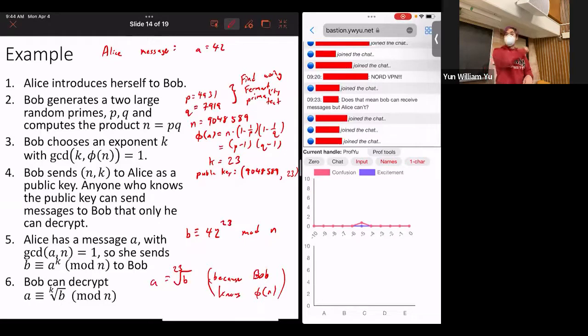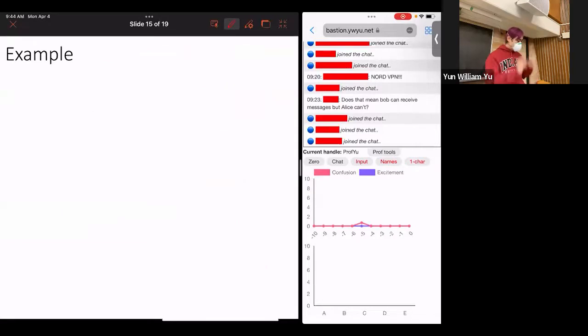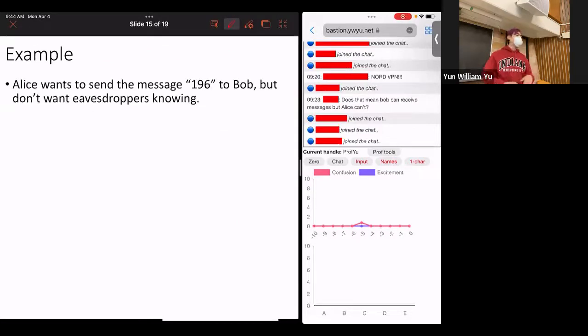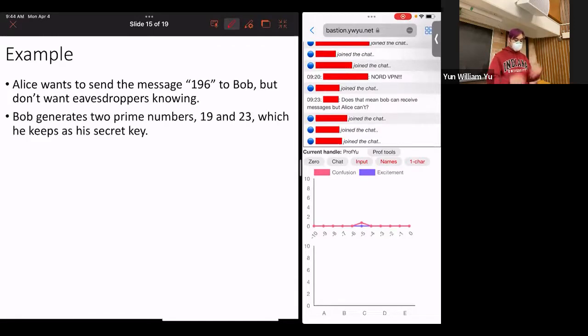Okay, let's do it again, so let's give another example. Alice wants to send the message 196 to Bob, but doesn't want eavesdroppers knowing. So Bob generates 2 prime numbers. I'm choosing a couple of smaller prime numbers here because I'm going to ask you guys to do some of these by hand in a moment. So when I ask you guys to do this on the final exam, because it's going to show up on the final exam, I am going to choose smaller prime numbers, because if I choose really big ones, it's going to take you forever.